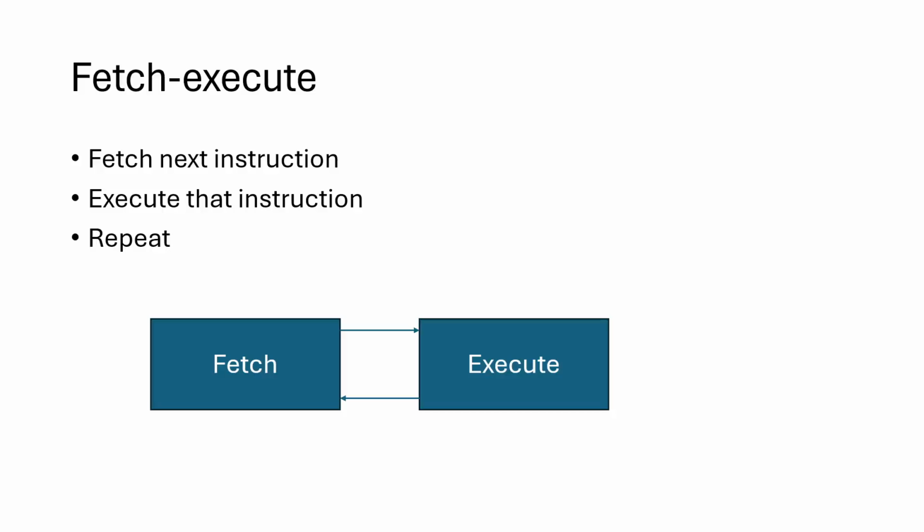The way that this works in the CPU is what we call the fetch-execute cycle, which is the cycle where we fetch the next instruction in the program, then we execute that instruction, and then we fetch the next one, execute that one, fetch the next one, execute that one, and so on and so forth.